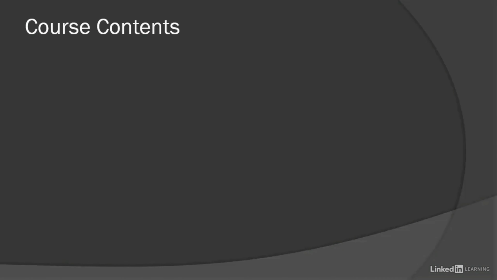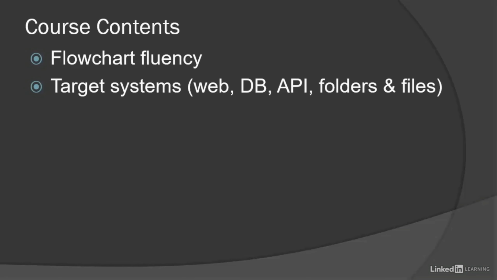I'll begin the course with an introduction to flowcharts, because they are the backbone of robotic process automation, and anyone participating in the process should be flowchart fluent. Next, I'll provide definitions, demonstrations, and context surrounding many target systems for robotic process automation, and several different document types that modern RPA tools can use to store and retrieve information.